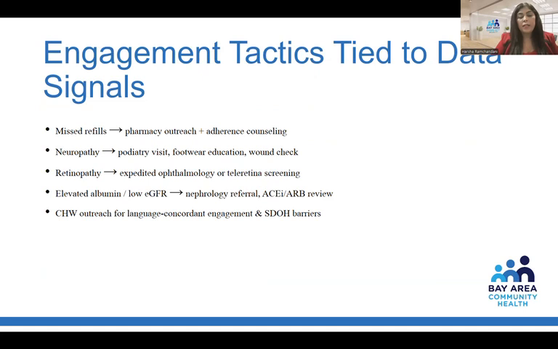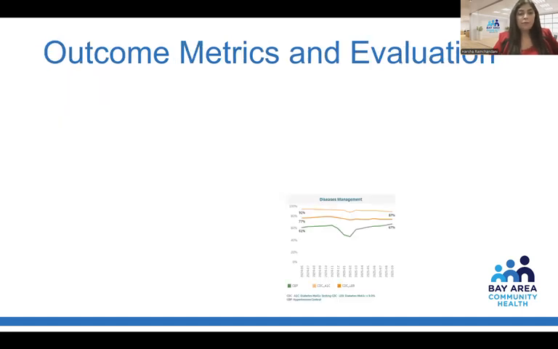These are our tactics. If there are missed refills, there will be pharmacy outreach. If there's neuropathy, we'll have a podiatry visit, footwear education, and wound check. If there's retinopathy, we'll be doing ophthalmology appointments. The AI bridge, I mentioned, is the retina examination through AI and so forth. Currently we are also monitoring the outcomes, as you can see in the chart down there, but we will be adding more metrics to this.